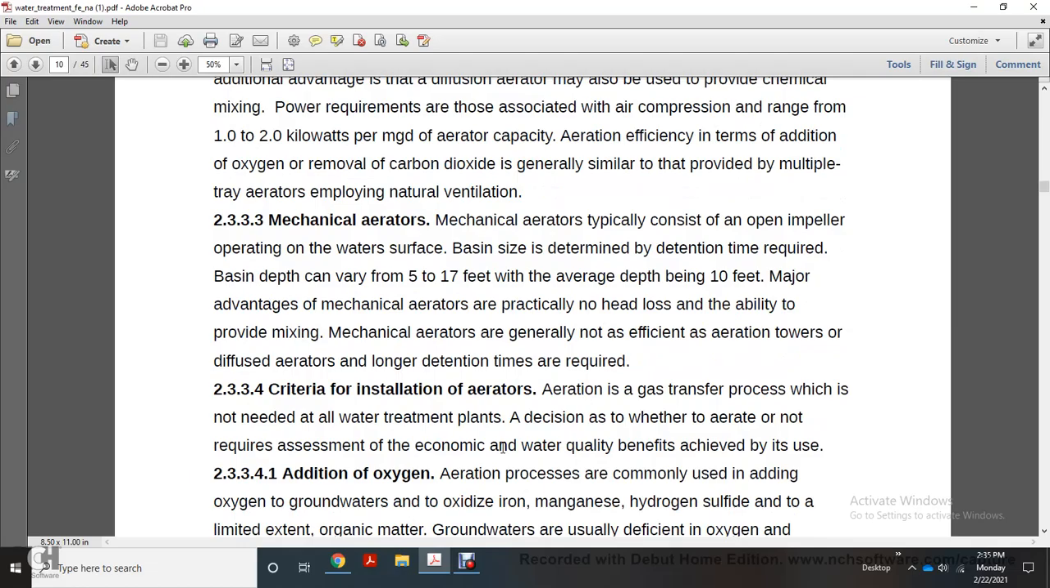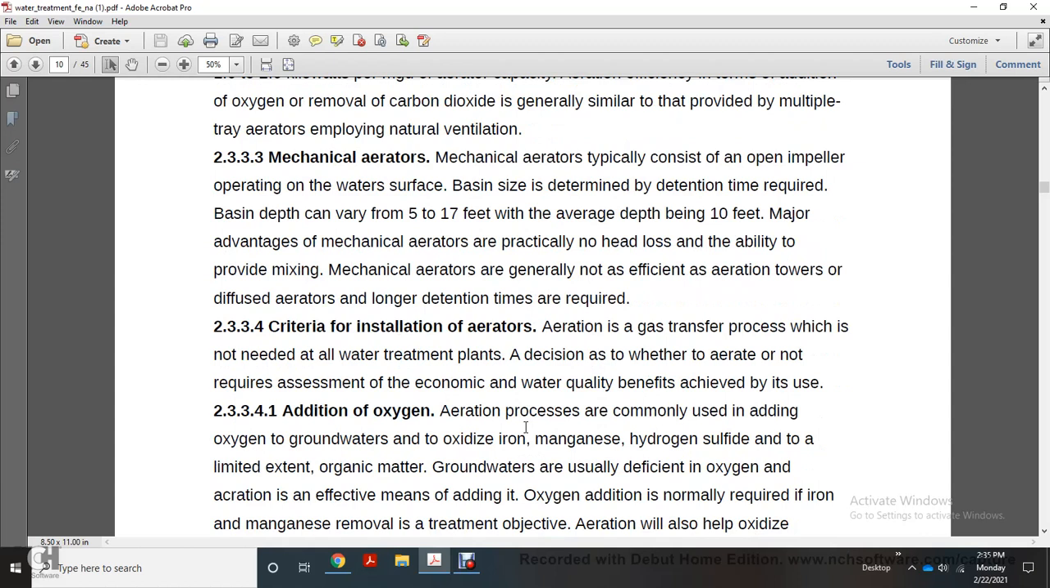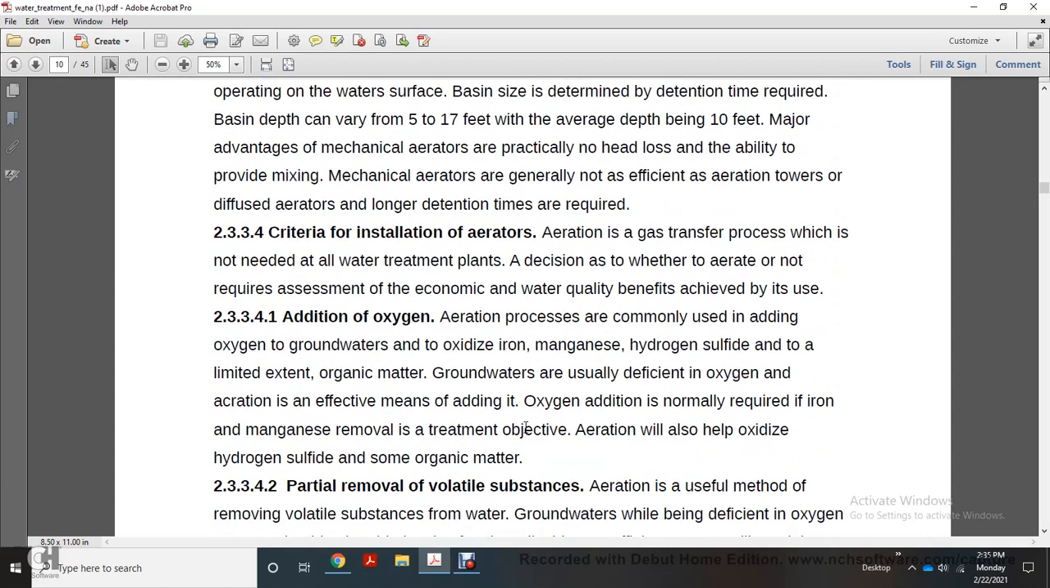Criteria for installing aerators. Aeration is a gas transfer process which is not needed in all water treatment plants. The decision whether to aerate or not requires assessment of the economic and water quality benefits achieved by its use. Addition of oxygen. An aeration process commonly used for adding oxygen to groundwater is for oxidizing iron, manganese, hydrogen sulfide, and, to a limited extent, organic matter.